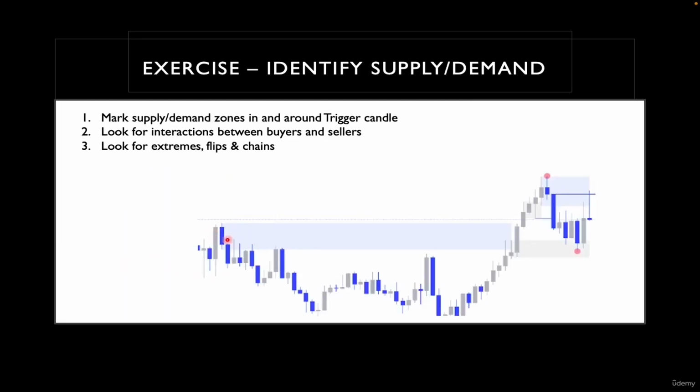Same here, big supply zone, react from it multiple times, we react from it here again, and this is where we break. And then we come down, interact with this demand zone again, come back up, and then we print our bearish trigger candle within this supply zone here.